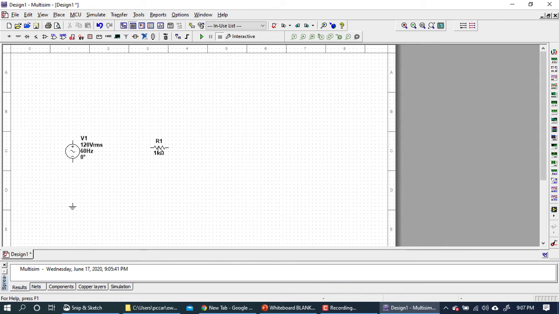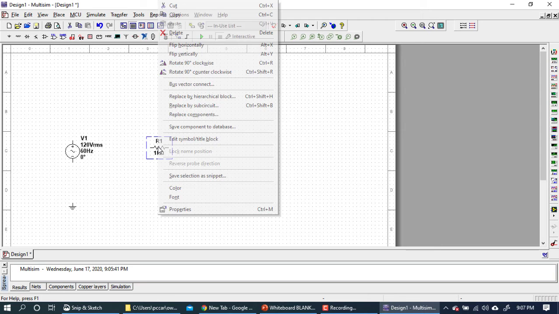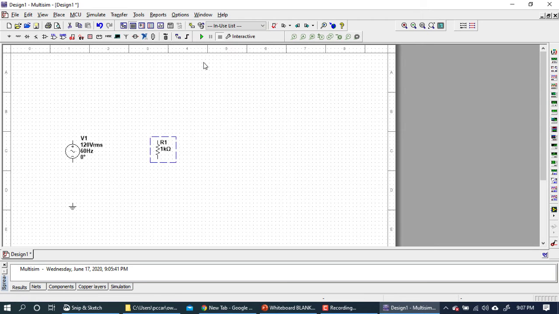So I've done placing my components. I'm going to right click on that. And now I'm going to build a little circuit. I'm just clicking on the wires, dragging them so they look a little neater. Like so. And boom. All right, I have everything hooked up.